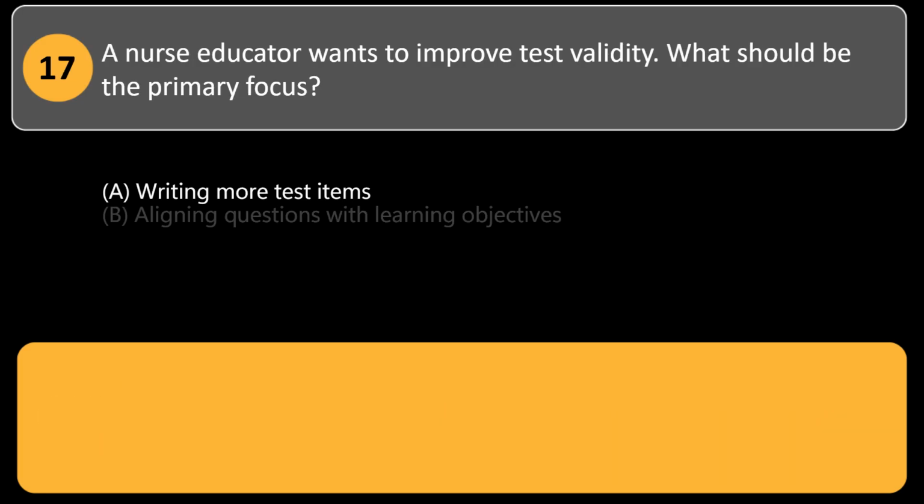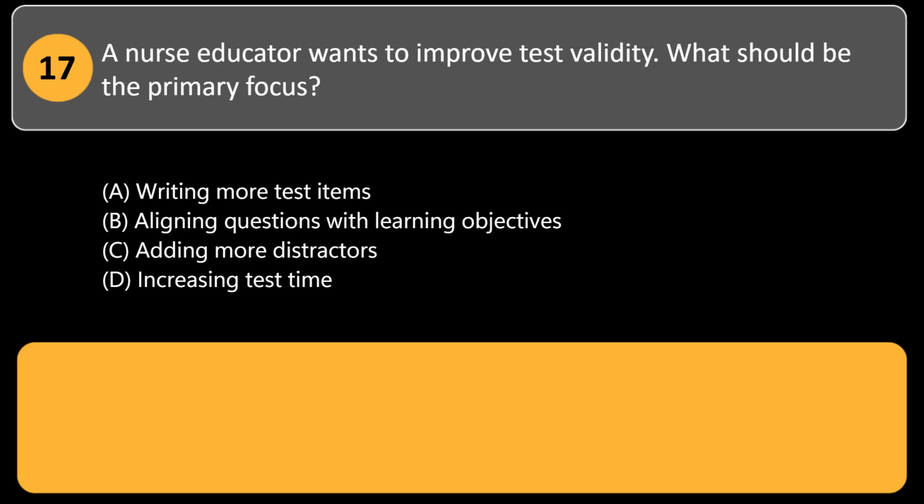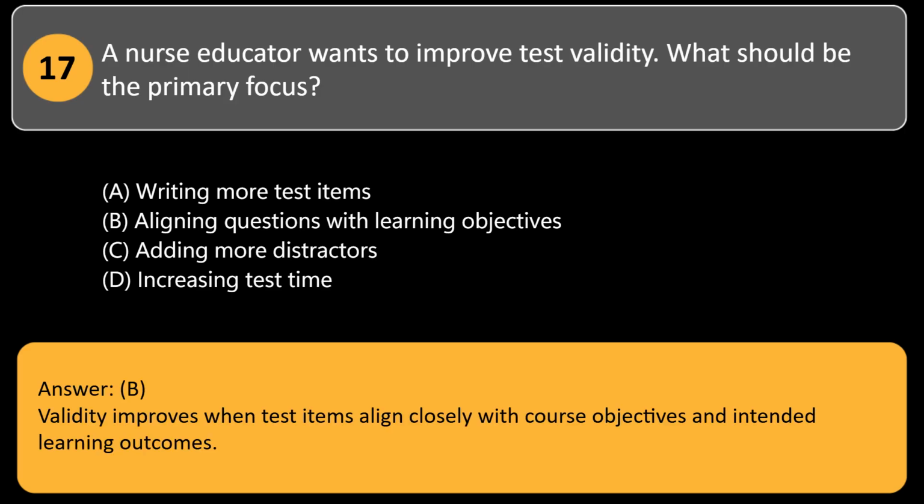A nurse educator wants to improve test validity. What should be the primary focus? A. Writing more test items. B. Aligning questions with learning objectives. C. Adding more distractors. D. Increasing test time. Answer B. Validity improves when test items align closely with course objectives and intended learning outcomes.